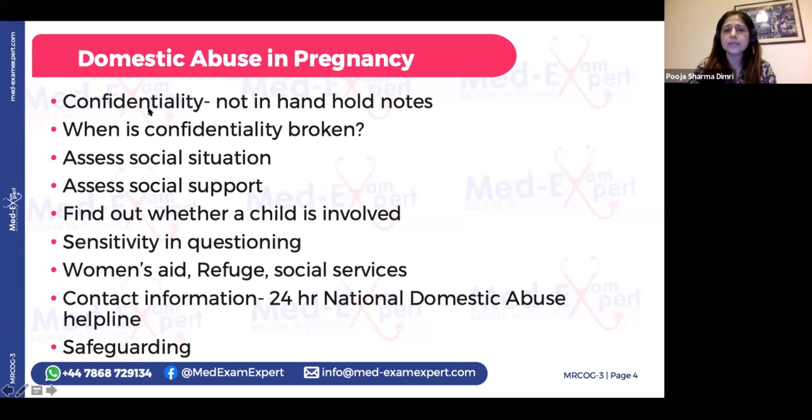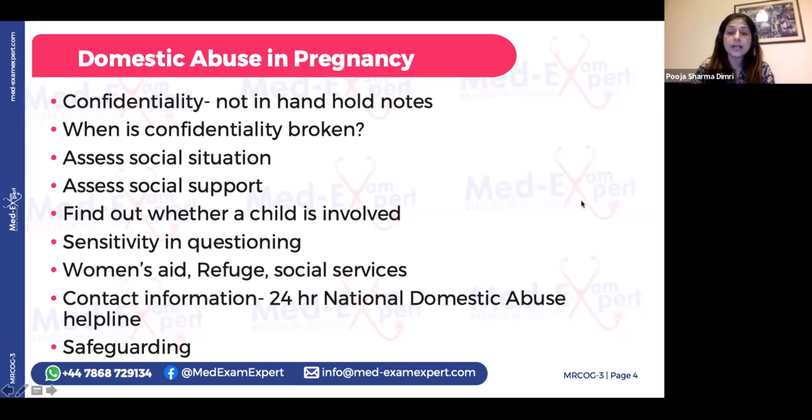So confidentiality, I'm just quickly telling you about some points I wrote. When is the confidentiality broken? When there is a risk, if you feel there is a risk to the safety or life of especially the child, then you have to involve the safeguarding team. Assess the social situation, as we said, assess the support, anybody else she can confide in, other family members. Find out whether a child is involved, not in this case, but in cases when a child is involved, you have to find out whether the child is also a victim of the abuse. You have to be very sensitive in the questioning. Talk about Women's Aid. These are the organizations who would help women in these situations of domestic violence, which can be physical, mental, or sexual in nature.